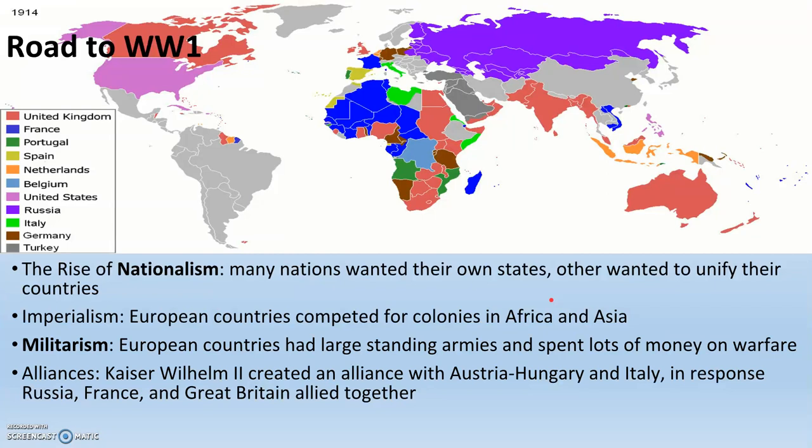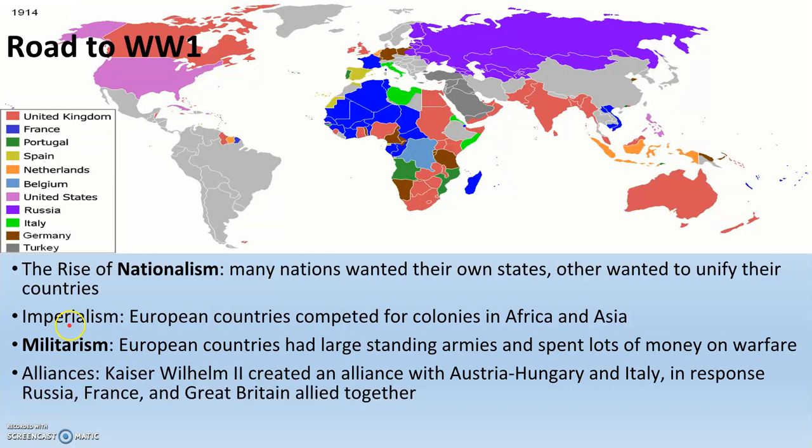So World War I has 4 main causes. The first is the rise of nationalism. Many nations wanted their own states. Others wanted to unify their countries. A notable example is in the Balkans, which we'll talk about on the next slide.